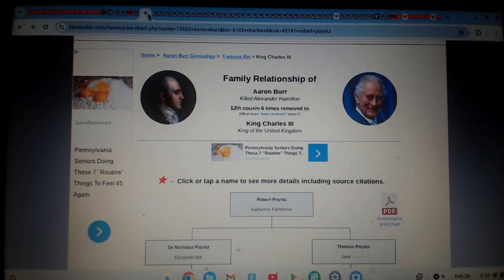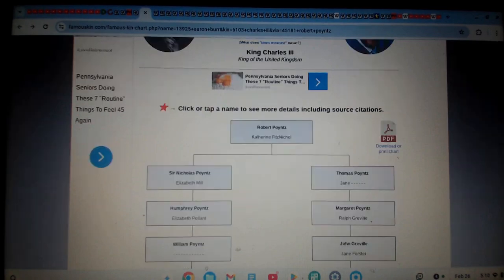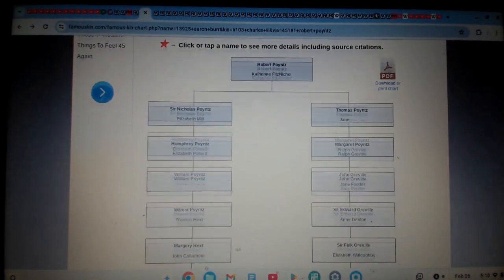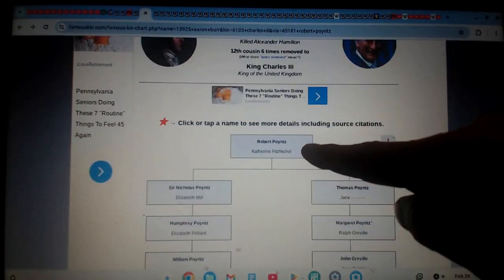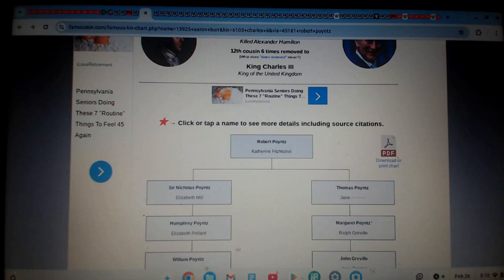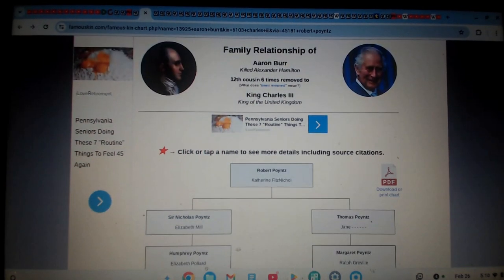Okay, so Aaron Burr is the assassin. Let's see how he's related to King Charles III, the King of England right now. Oh, they share one grandparent here. Trust me, they share. Not only do they share this grandparent here, Robert Ponce, they also share 2 of the kings. Because remember, Aaron Burr has Robert I and Charlemagne, and King Charles has those same 2 grandparents. So they share 3 grandparents right there that I'm showing you.